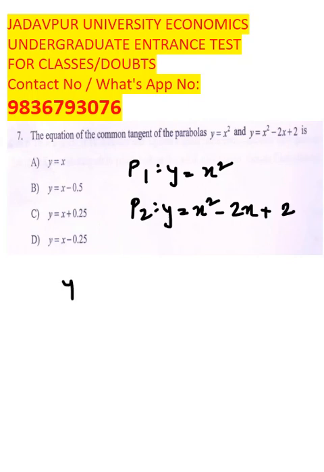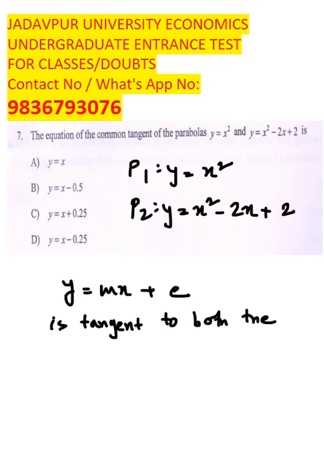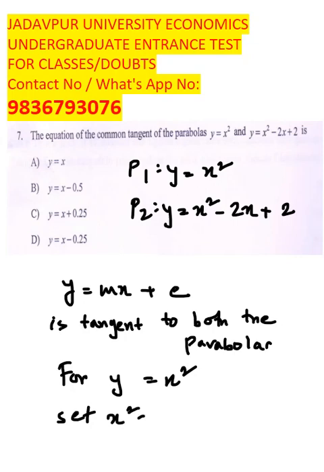So let's assume a line y equals mx plus c, which is tangent to both the parabolas. For y equals x square, we set x square as mx plus c, or x square minus mx minus c equals 0.